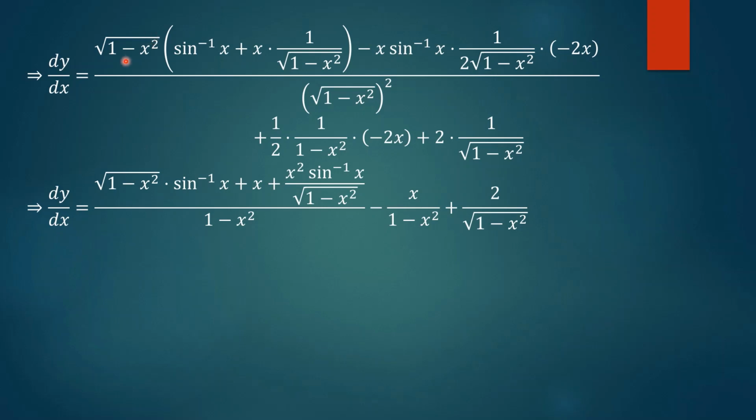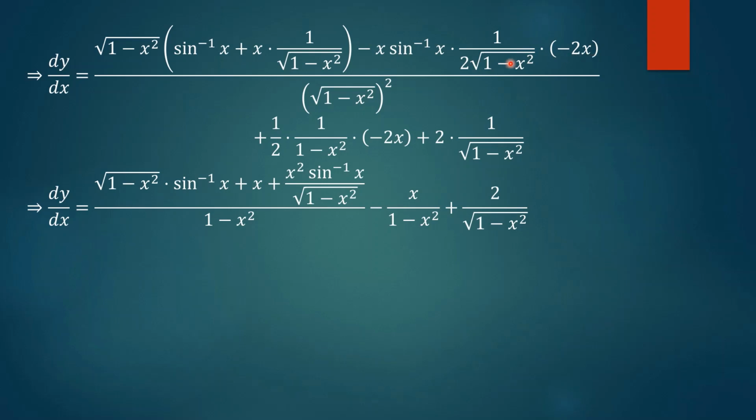dy/dx is equal to this root over 1 minus x square into sine inverse x. Then this plus x is there. This term and this term will get cancelled. Only x is there. Then this negative and this negative make it positive. You see here, it makes it positive.